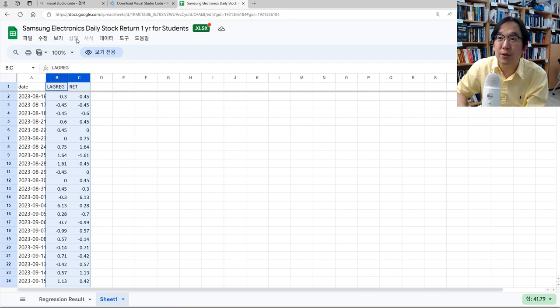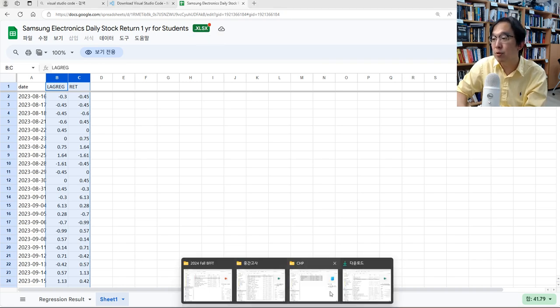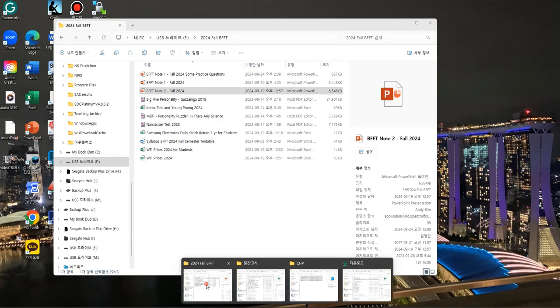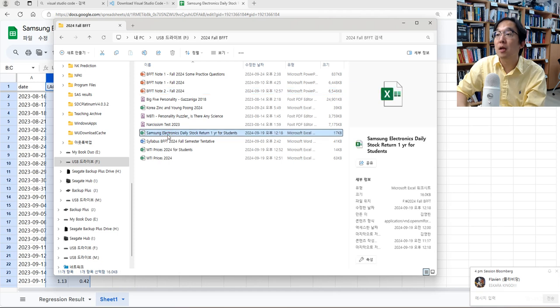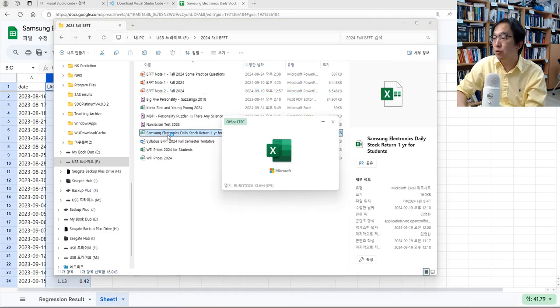So what do I do? I insert something. Oh, I should download it into an Excel file and then show it to you. So here is what I would do. Samsung Electronics, for students, I show it to you here. So the Excel spreadsheet shows up.